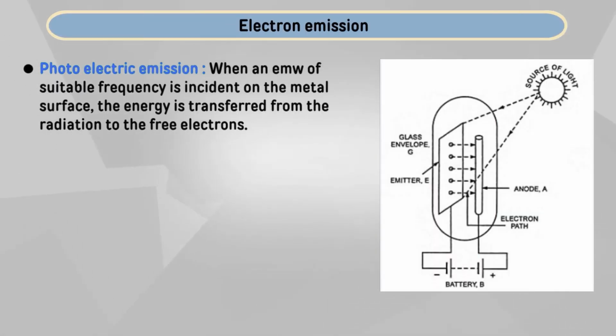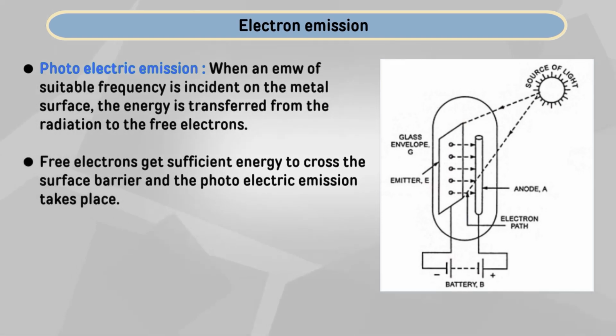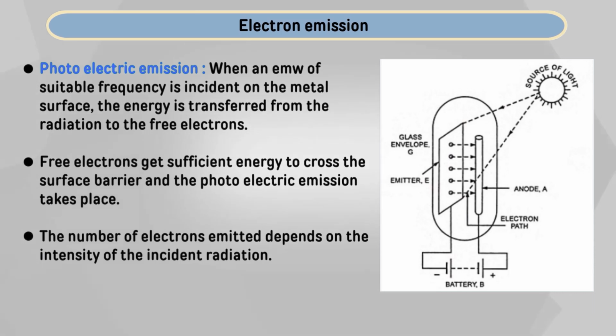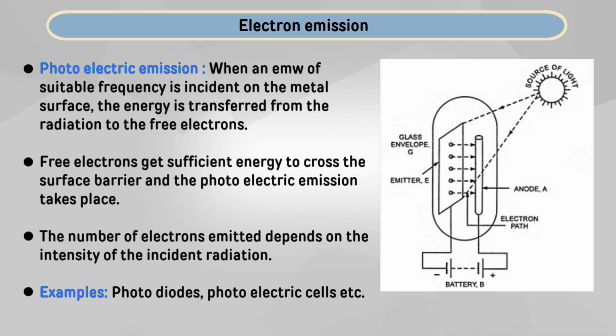Then the photoelectric emission: when electromagnetic radiation, in the form of photons of suitable frequency, is incident on the surface of the metal, the energy is transferred from the radiation to the free electrons. Hence the free electrons get sufficient energy to cross the surface barrier and photoelectric emission takes place. This is the third type of emission, known as photoelectric emission, and the number of electrons emitted depends on the intensity of the incident radiation. Examples are photodiodes and photoelectric cells.